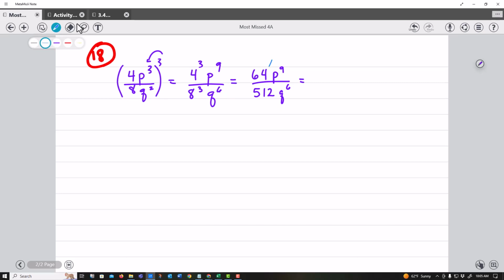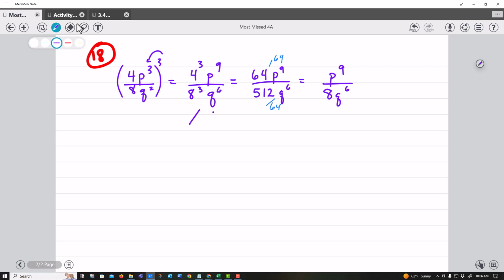And then you could see that you could actually reduce this fraction. You could divide the top and the bottom by 64, and you would get this answer, p to the 9th over 8q to the 6th, because 64 goes into 512 8 times. And if you didn't know that, then you may not have caught that.